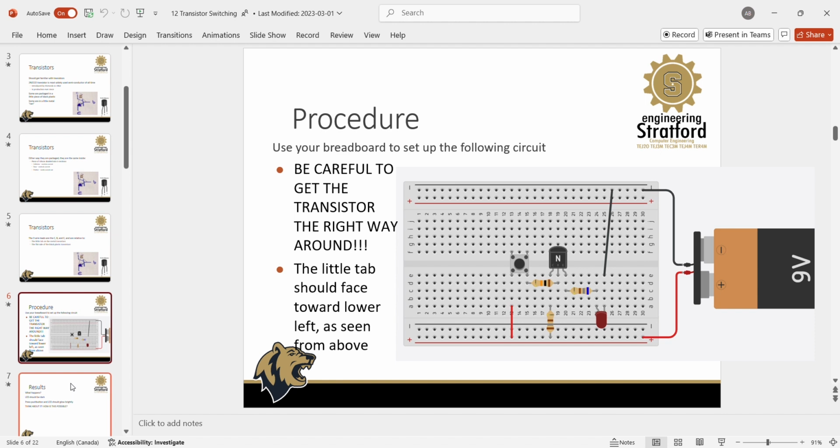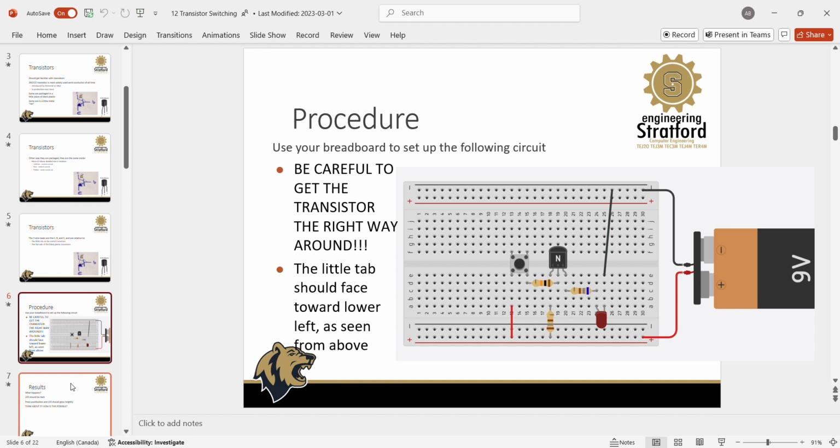Now, in this image, it's got an image of the little plastic one. Even if you have one of the tin can ones or the little metal can ones, you still need to build it the same way. So identify which one is the collector, which one is the emitter, and which one is the base. In this picture, the leg on the right is the emitter. That's the one that emits.